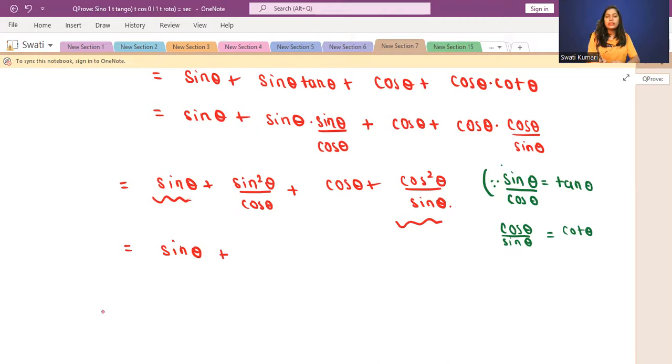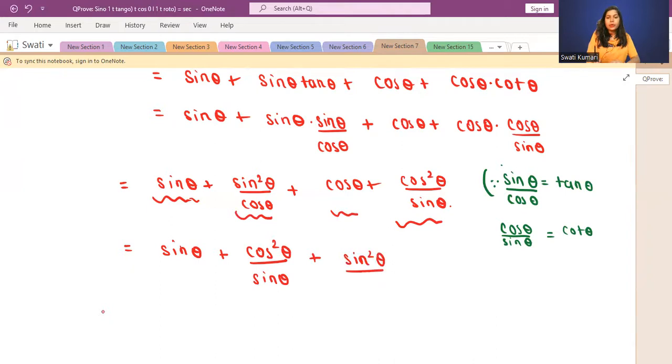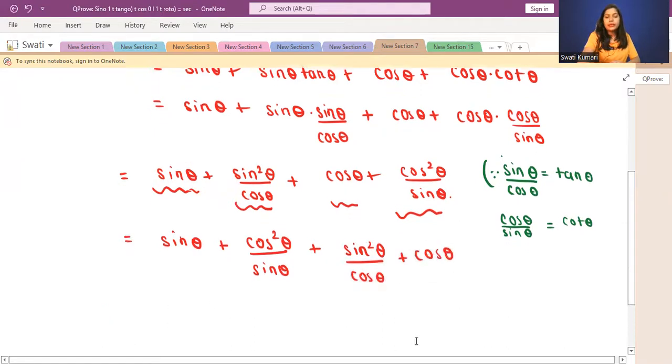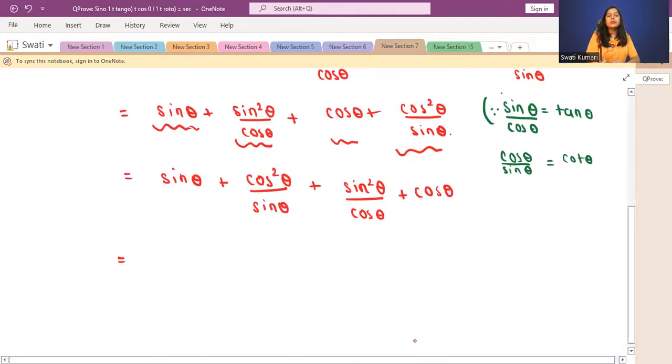So here I know that sine theta and this cos square theta upon sine theta, if I write them down together, I'm going to reach my answer. And then plus this together, this and this. So this will become sine square theta upon cos theta plus cos theta. Now what I'm going to do, I am going to take LCM here. If I solve these two parts, sine theta plus cos square theta upon sine theta, and take LCM, this will become sine square theta plus cos square theta and then upon sine theta.